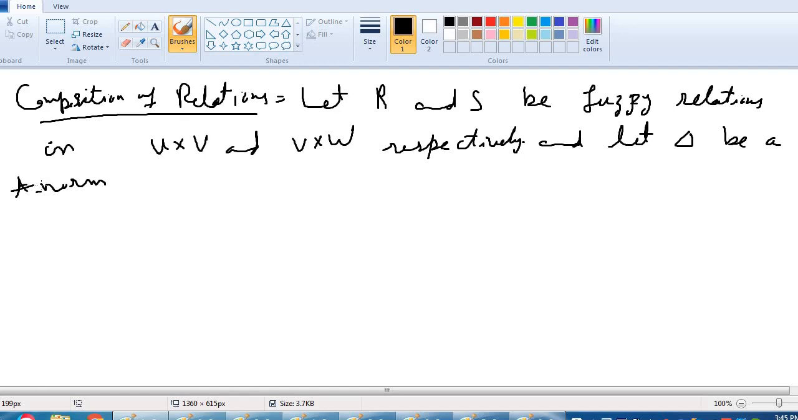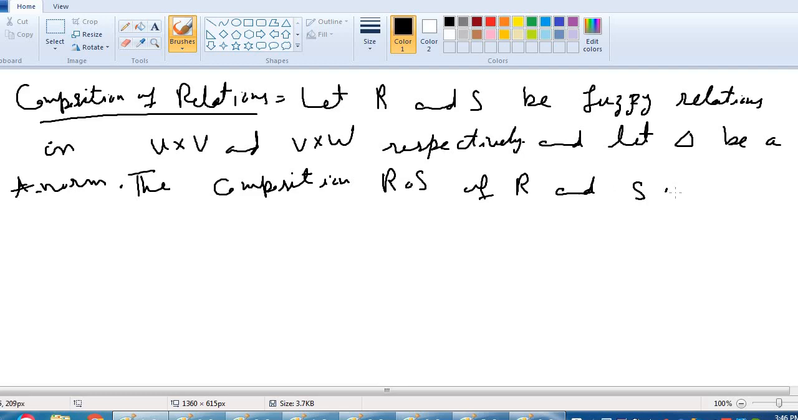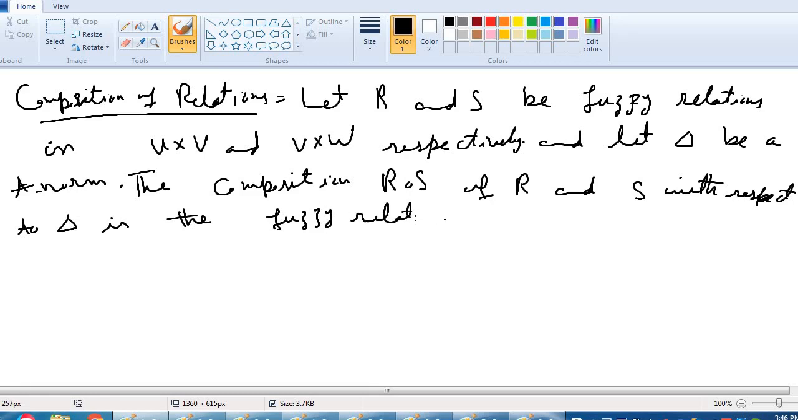The composition R circle S of R and S with respect to delta is the fuzzy relation on U cross W.